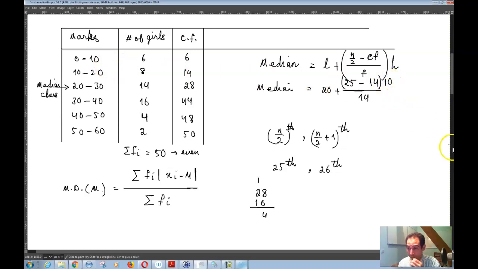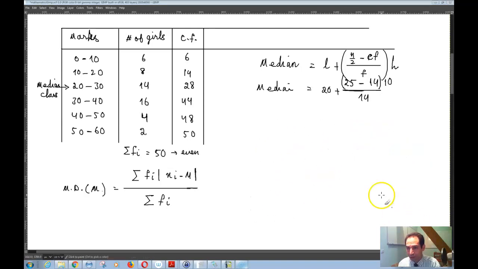So what that means is that, in order to find the median class, something else you can do is find N divided by 2, which in this case is 25. Then you look for the class whose cumulative frequency is just greater than 25. 6 and 14 are not greater than 25, but 28 is. So that becomes your median class.